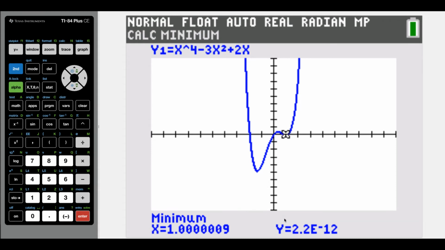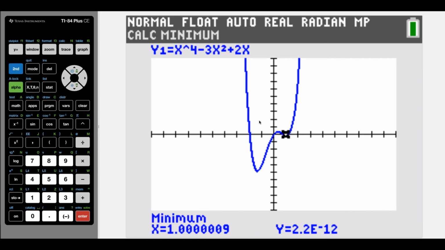Now, as you look at your y value, you're going to see some stuff that looks like scientific notation. So what we've got is 2.2 times 10 to the negative 12. What we need to be able to recognize is that times 10 to the negative 12 really means a left slide with our decimal point 12 spaces. So we'd get a decimal with a big long string of zeros leading it off. So really we can just approximate that value at 0. So really this minimum is happening at the point 1, 0.